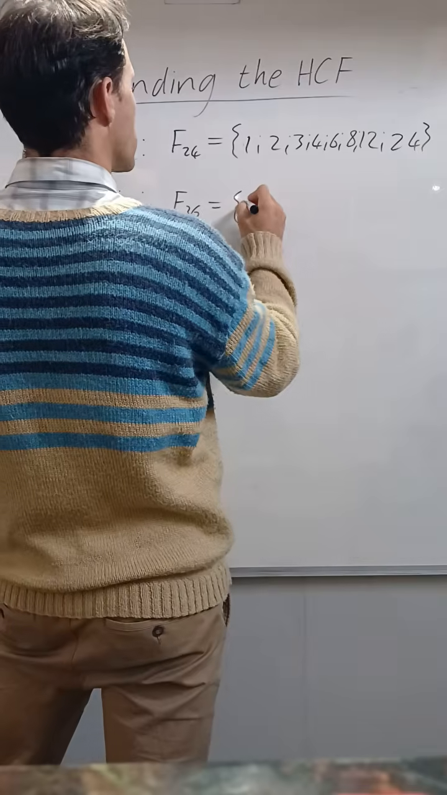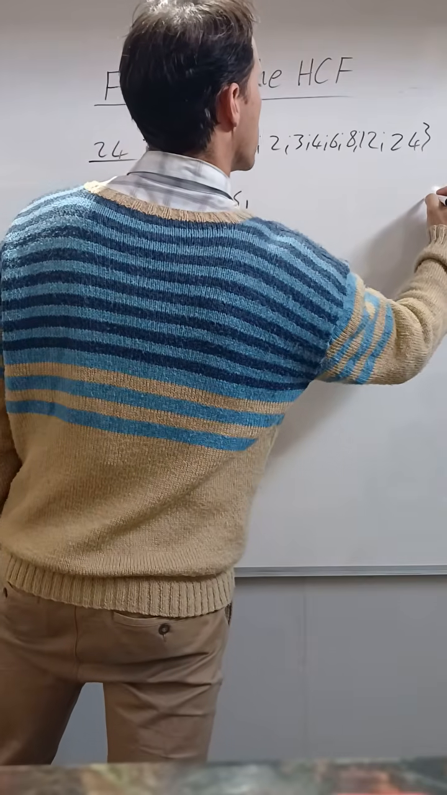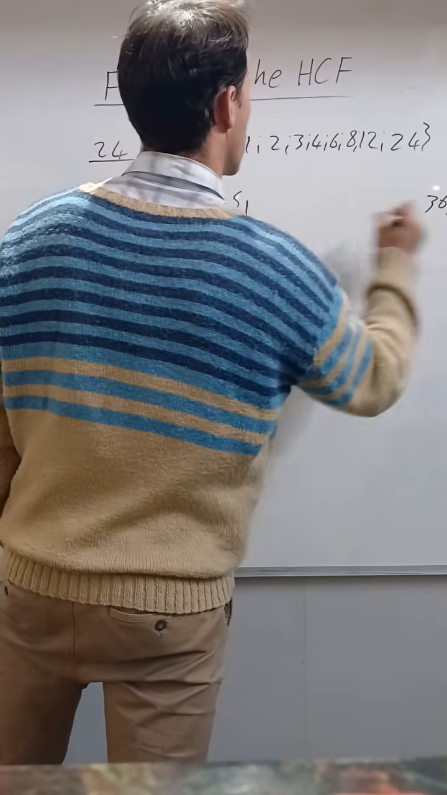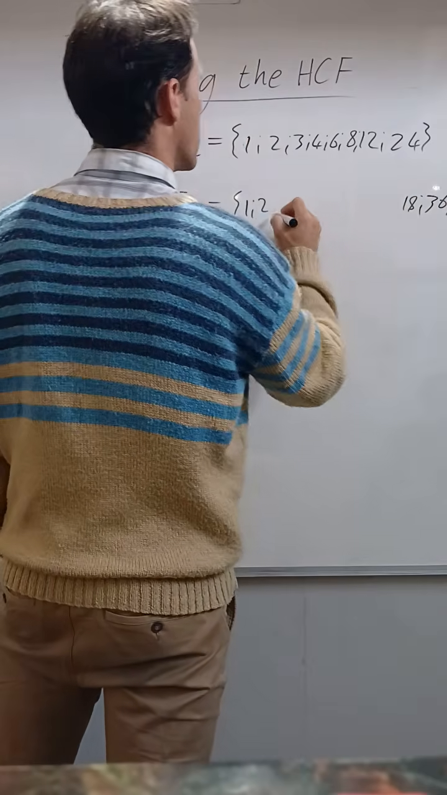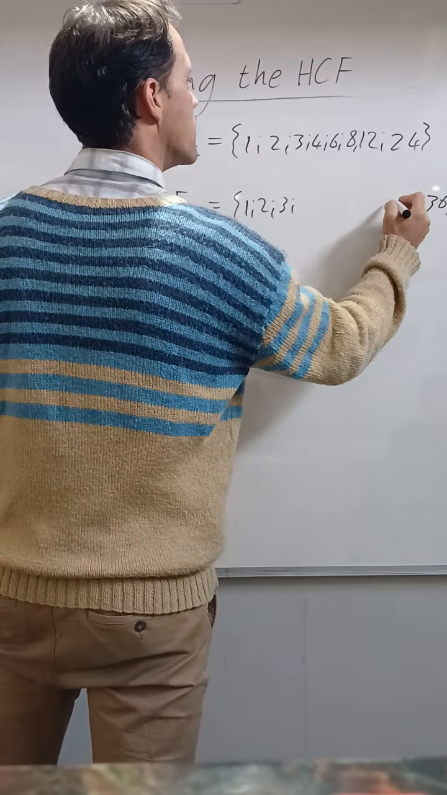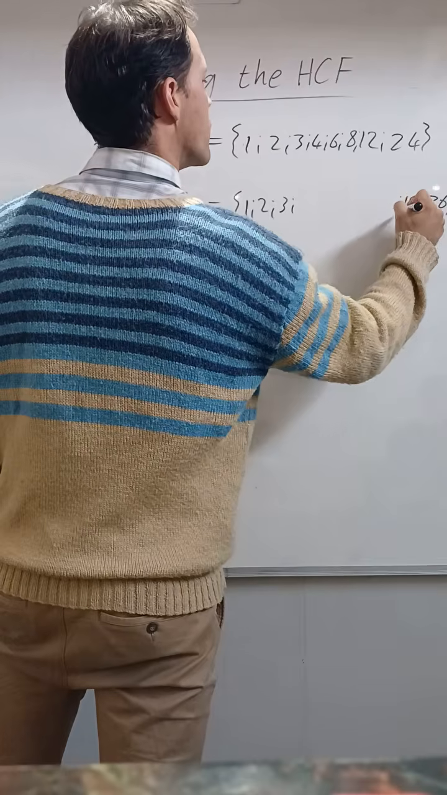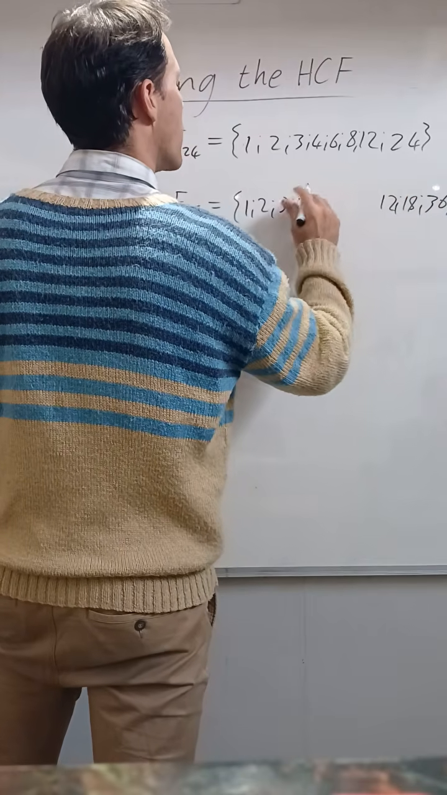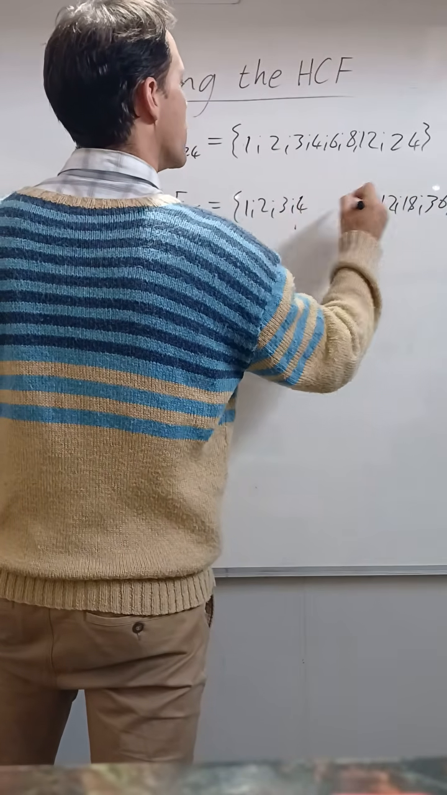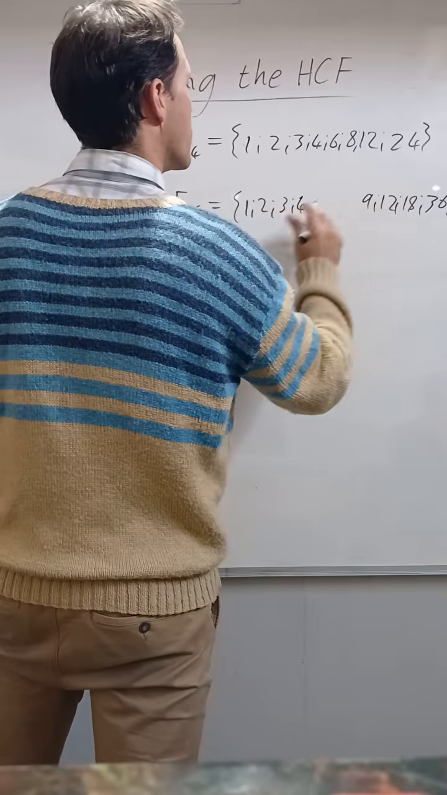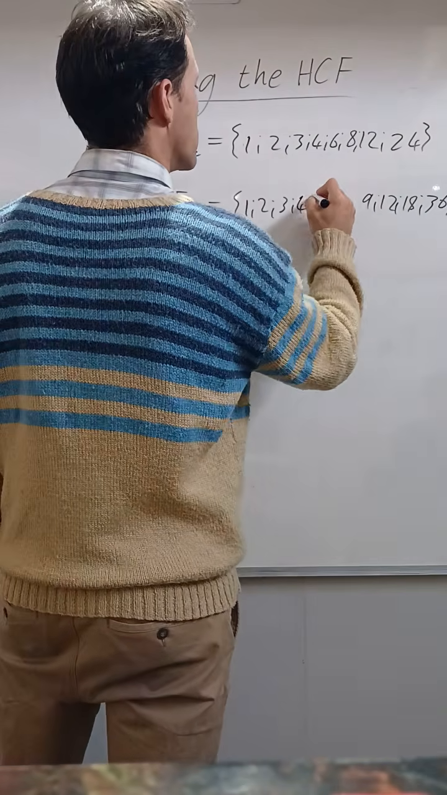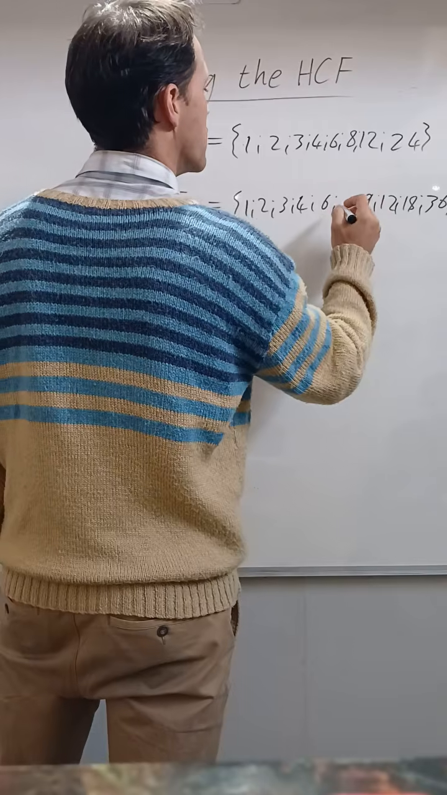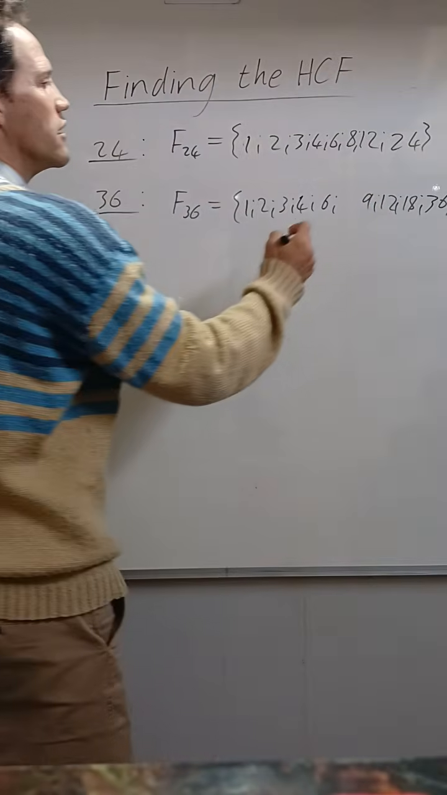Let's look at 36. 1 times 36. 2 times 18. 3 times 12. 4 times 9. 5, not going to work. 6 times 6. And that's it. Okay, so that's the end.